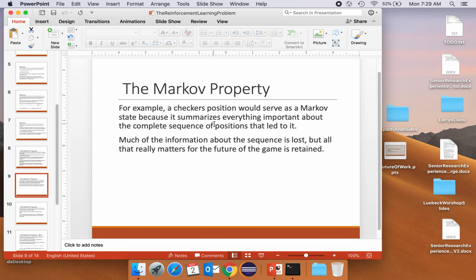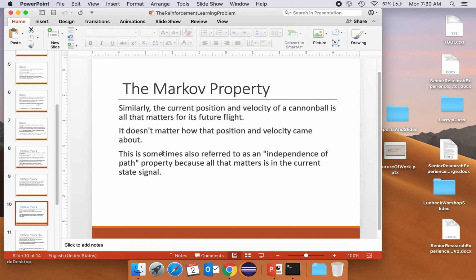For example, in checkers, it doesn't matter how we got to a certain position. All that matters is the position, obviously, and whose turn it is. It summarizes or captures everything that's important about what needs to happen next. Again, it doesn't matter how we got there. My favorite here is a cannonball, right? It happens to us all the time. The current position and velocity of a cannonball is all that matters for its future flight. It doesn't matter where it came from and how it got there. And so sometimes it's called the independence of path property. What you want to do is duck, right?